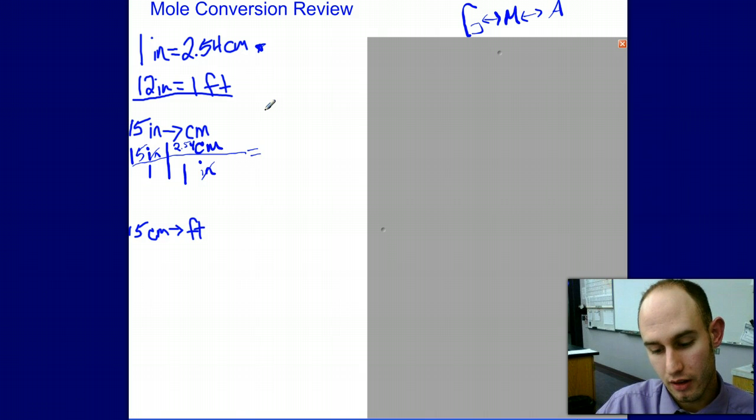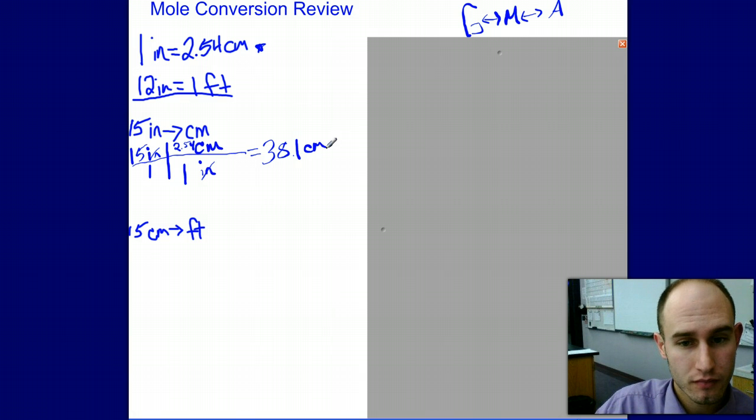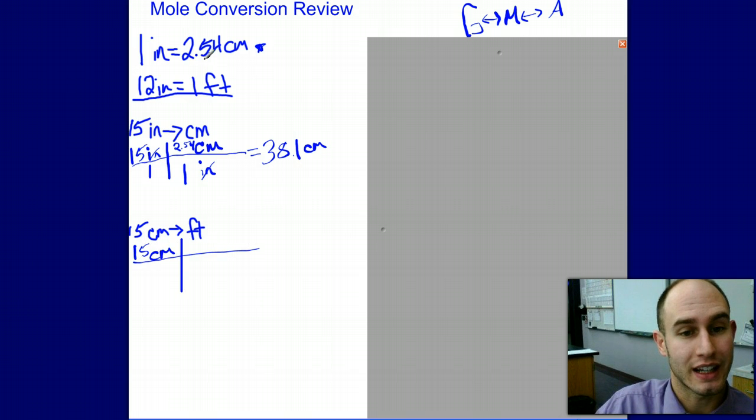These are going to divide out, multiply across to get our answer. So in your calculator, you're going to type in 15 times 2.54, giving us 38.1 as our answer in centimeters. Let's do one more conversion here. 15 centimeters again, but this time I'm going to feet. If I look at my conversions, I cannot go directly from centimeters to feet. I have to go from centimeters to inches, and then inches to a foot.